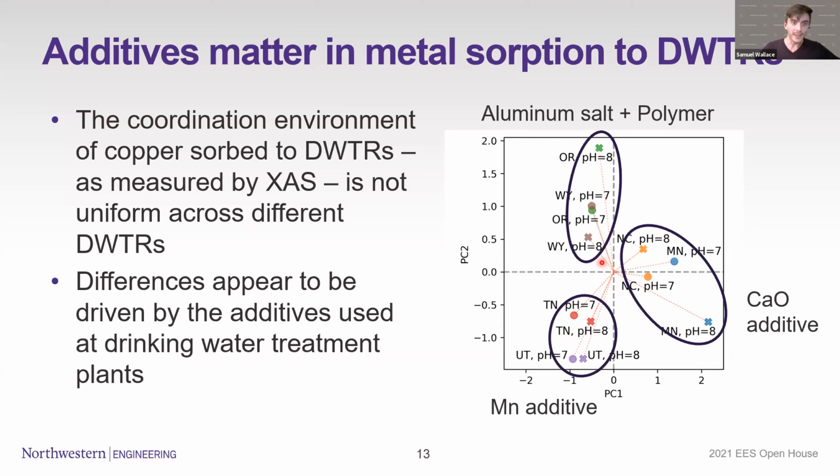So this happens to mesh nicely, these clusters, with 3 different groups of additives that are used at the drinking water treatment plants. So this is lime additives, this has potassium permanganate, and these are the more traditional drinking water treatment residuals. So that's interesting, and I'm hoping that you'll be able to read a lot more about this and a deeper dive into this in the fairly near future here.